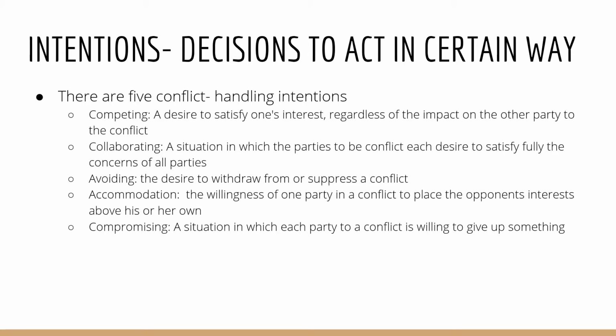When it's competing, there's a desire to satisfy one's own interest, regardless of the impact on the other party to the conflict. When it's collaborating, the parties to the conflict each desire to fully satisfy the concerns of all parties. The third is avoiding, which is the desire to withdraw from or suppress a conflict. Accommodating is the willingness of one party in a conflict to place the opponent's interest above his or her own. And compromising is the situation in which each party to a conflict is willing to give up something.